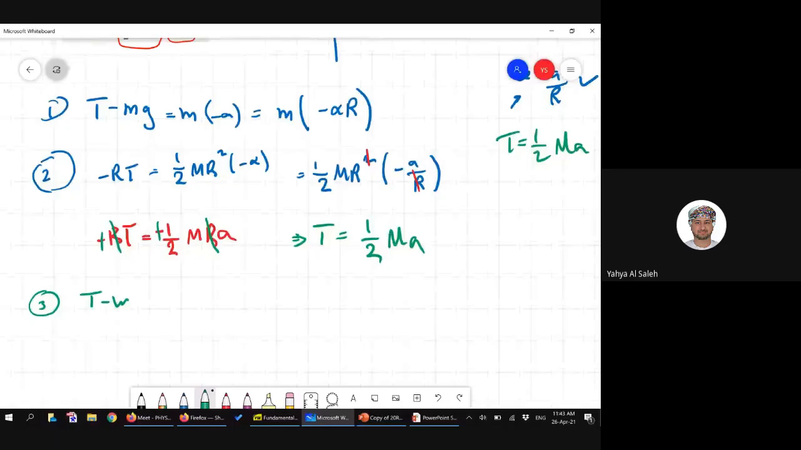I can now put it back into my equation 1. I had T minus mg equals minus ma. I have half ma minus mg equals minus ma. And if I want to have acceleration as my subject, I rearrange and I will end up with g over m plus 2m.